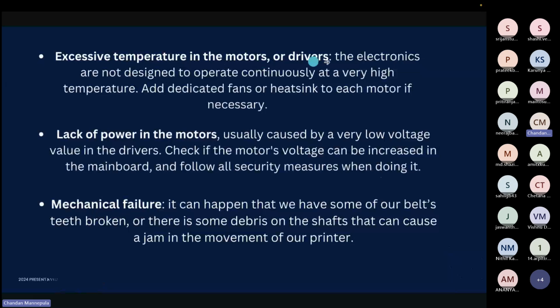See, the excessive temperature in motors or drivers. The electronics are not designed to operate continuously at a very high temperature.